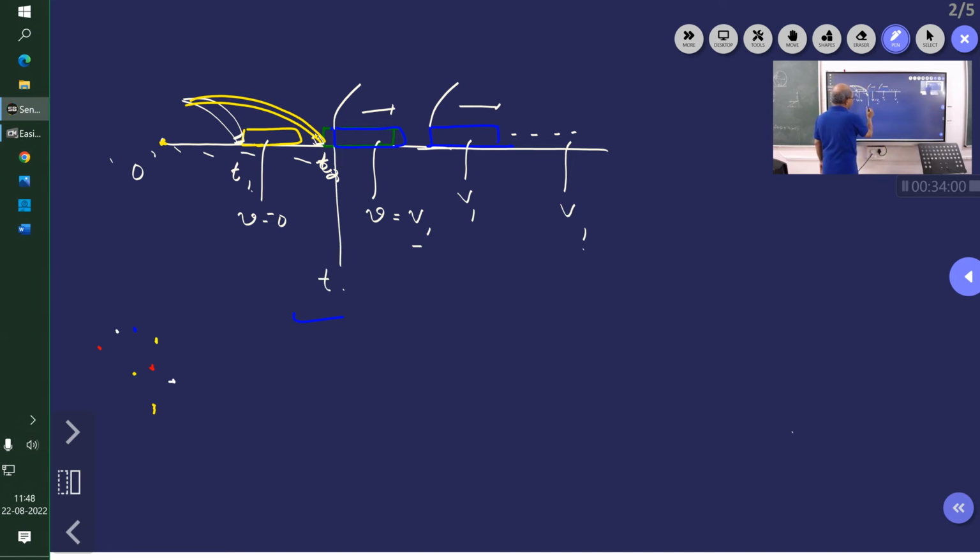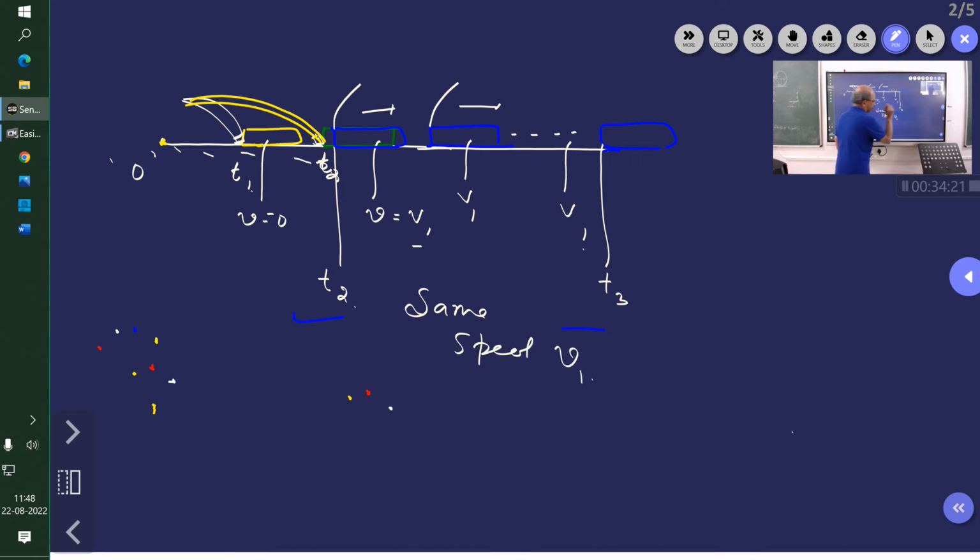So from this instant of time t2 to say, well, this instant of time. Which instant of time? Say this instant of time t3. The striker continued to move with the same speed v1. Its speed did not change.